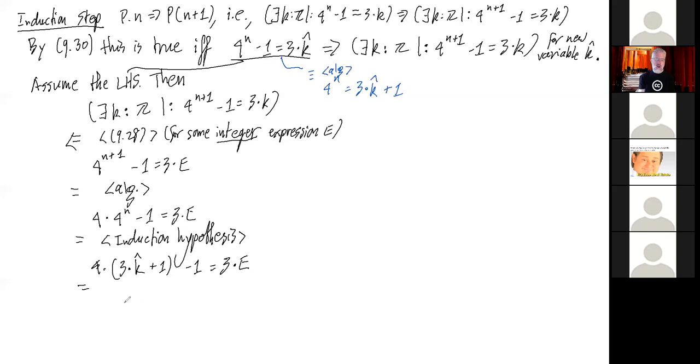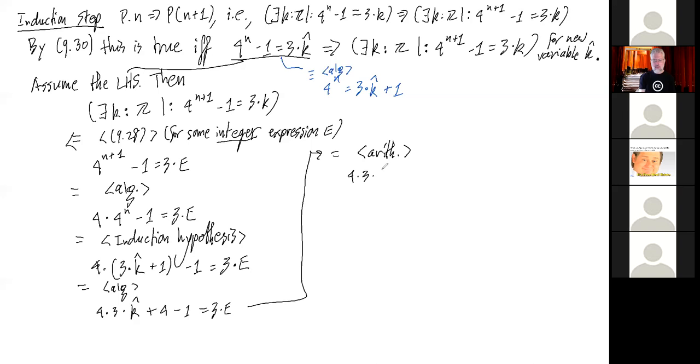And now I can do a little algebra. And I get 4 times 3 times k hat plus 4 minus 1 equals 3 times e. And now I'll do a little arithmetic. And I got 4 times 3 times k hat plus 3 equals 3 times e. Okay. Now, this is, I think, the next significant step in the proof.